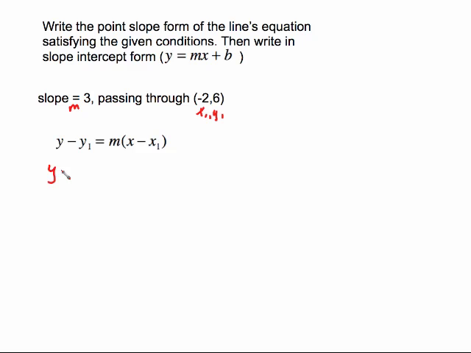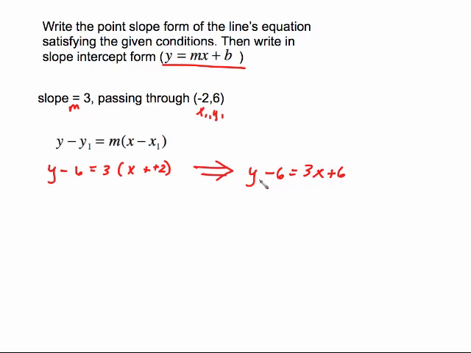So this is y minus y sub 1, which is 6, equals m, which is 3, times x minus x sub 1, which happens to be a negative 2. So clean this up a little bit. Minus a minus will give me plus. We want to convert it into this form, which means we need to solve for y and get rid of those parentheses. So I will have y minus 6 still over here. Distribute the 3 through the parentheses, and we have 3x plus 6.